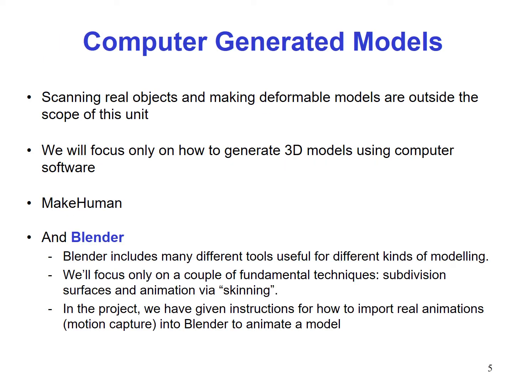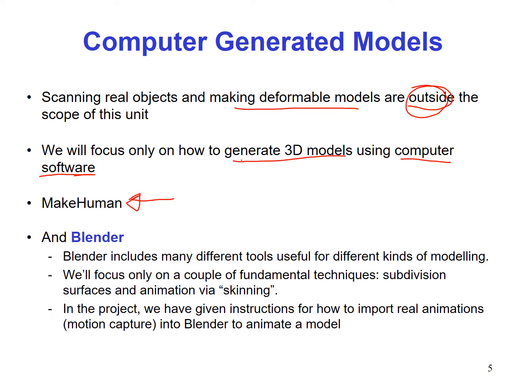Now let's look at computer-generated models. Scanning real objects and making deformable models are outside the scope of this unit. These are also complicated procedures that are not graphics related. We will focus only on how to generate 3D models using computer software alone. So they will not be real objects, they will be synthetic objects. One such example is inside Make Human, which can give you synthetic humans, and you don't have to go outside your software to get human scans.